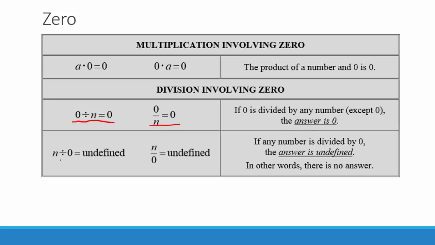A number divided by 0 is undefined. We can see that written in the division notation and in the fraction notation. A number divided by 0 is undefined. If any number is divided by 0, the answer is undefined. In other words, there is no answer to that problem.